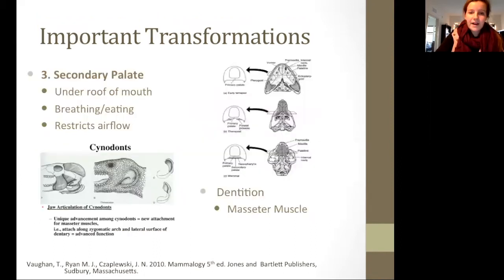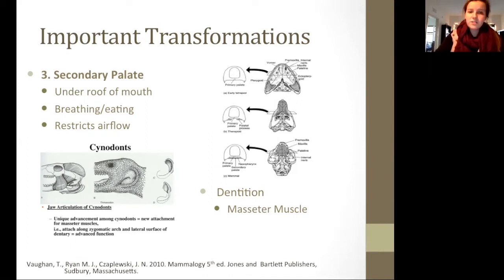The secondary palate, as well as the masseter muscle, are other important transformations that I'd like to mention. The secondary palate, of course, we know is located where the original roof of the mouth was laid. It's a bony plate that lies there, and it actually forms a shunt to the back of the mouth so that the airflow is not hindering the young when they are suckling. That would be one of the main reasons that this adaptation is so important. It just allows breathing and eating at the same time.